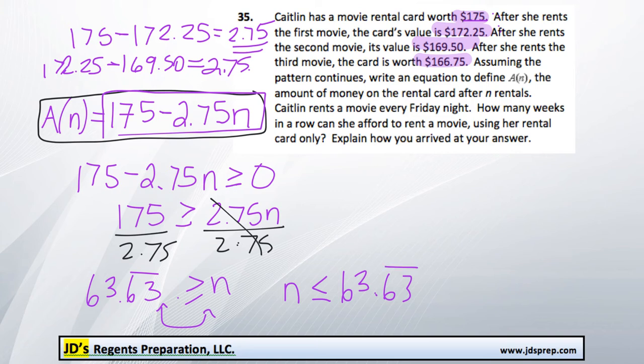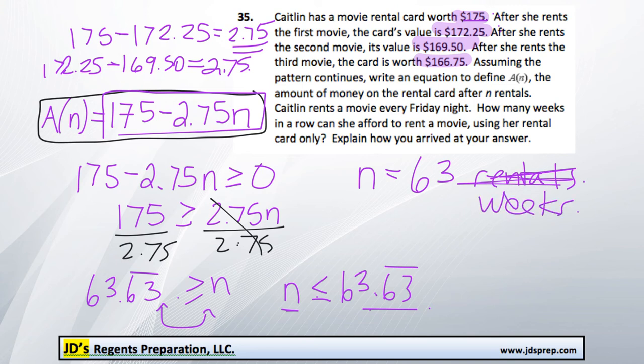So what this is saying is that the number of rentals must be less than or equal to 63.63. We are talking about movie rentals, so we need a whole number value. And so that means the number of rentals would have to be 63 because that's the next number that's less than 63.63. So 63 rentals would be how many weeks: 63 weeks, because she's renting one per week.